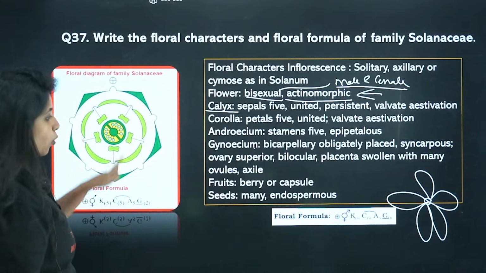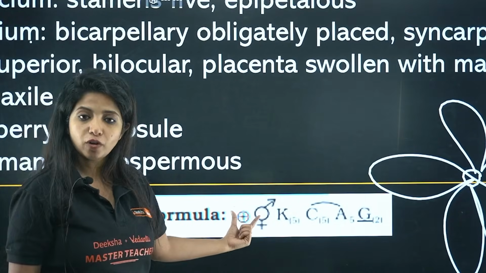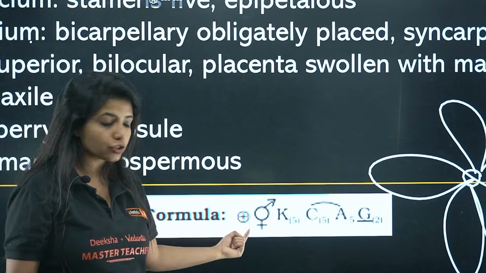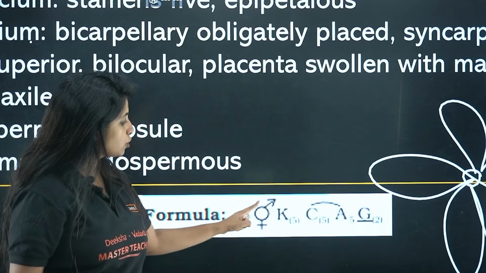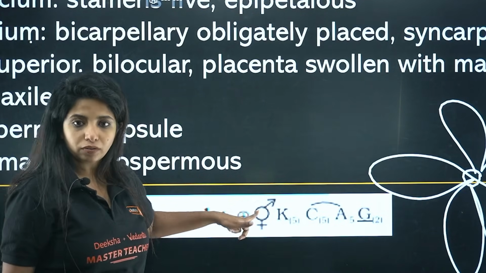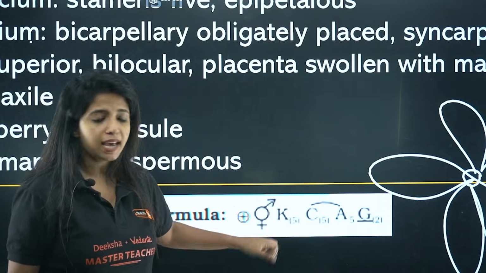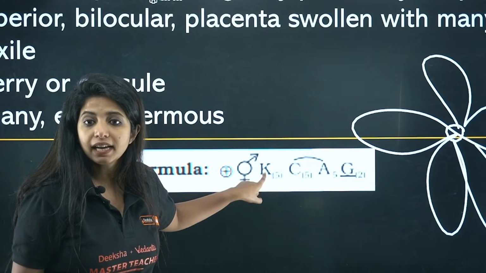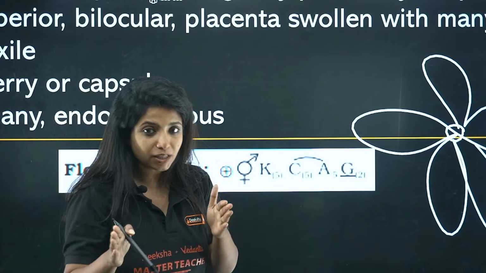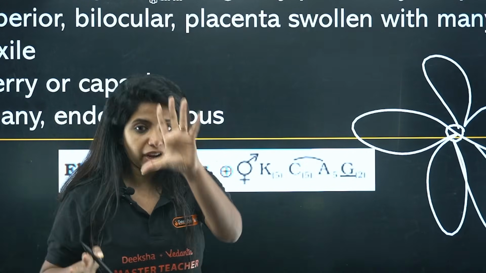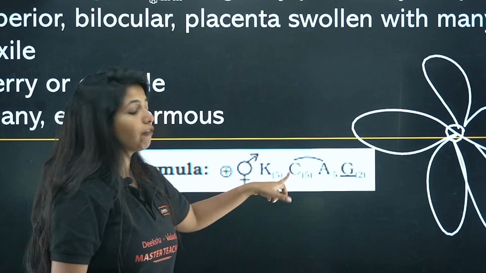Now when we are looking over here, we need to look over here also. I told you they are actinomorphic, which means they can be cut in any direction, so that is represented by this circle and a cross, okay? Bisexual is shown by this, female and male both. Now calyx is represented by K, and if you see carefully, here 5 is written in a bracket. Why? Because calyx is made by sepals, and the 5 sepals, my dear children, are united, which is why you have a bracket around them.